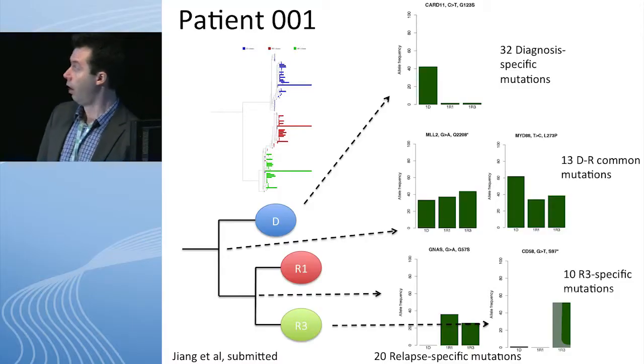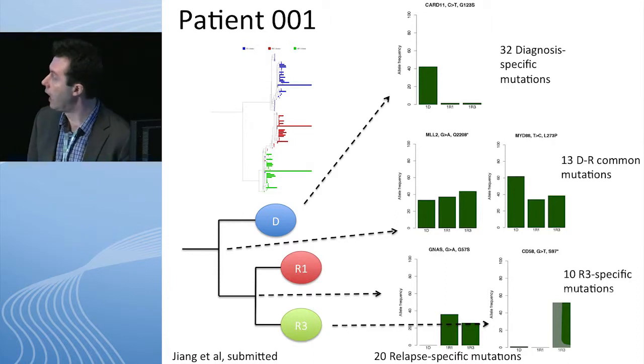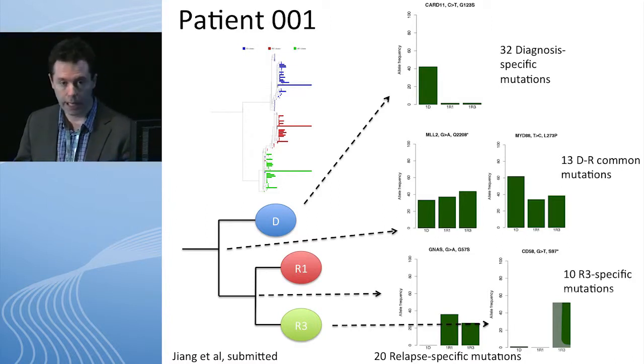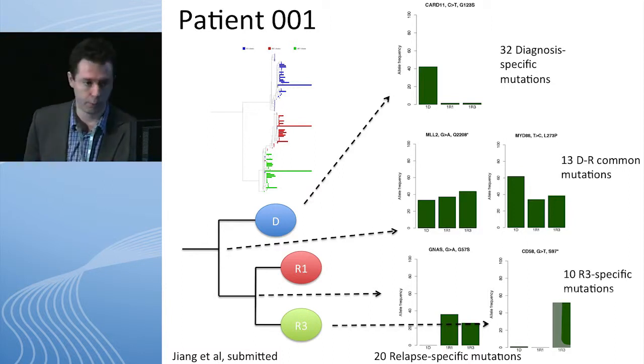This is compatible with the very high frequency of mutation in this gene in B-cell lymphomas. This is the same type of analysis here. Again, we identify relapse-specific mutations, mutations that are specific to one side of relapse, common to the two sides, diagnosis-specific mutations, and also mutations that potentially appeared at this branching point. Interestingly, in this patient, we also see a mutation in MLL2, this chromatin-modifying enzyme that's highly frequently mutated in B-cell lymphomas.